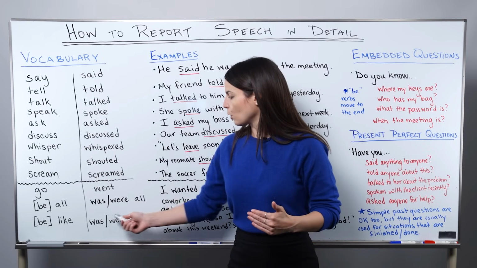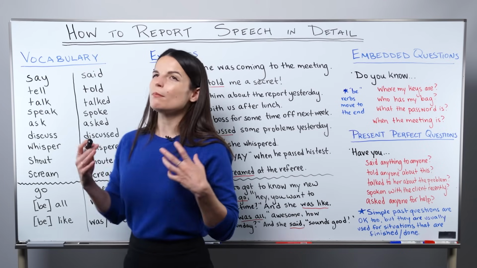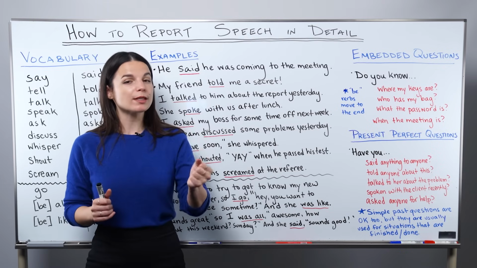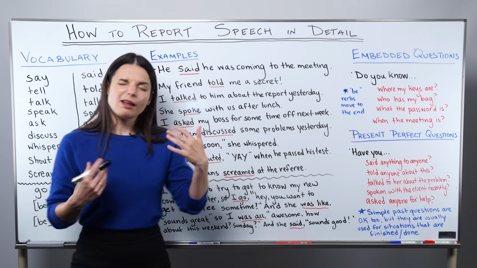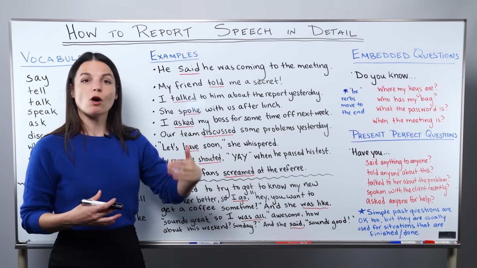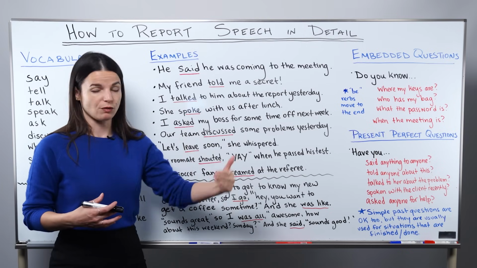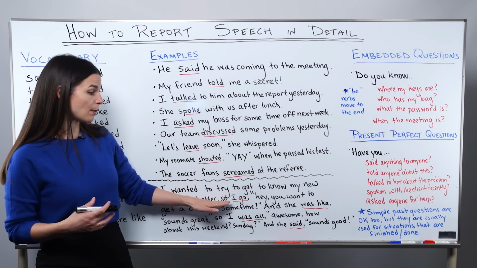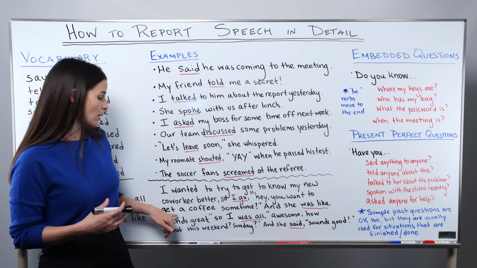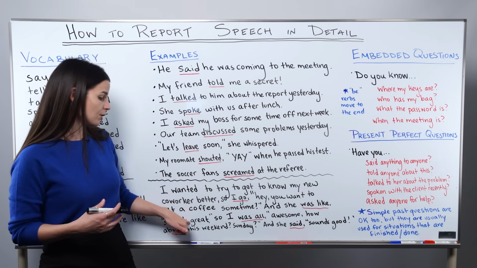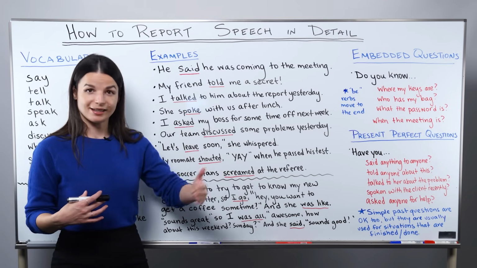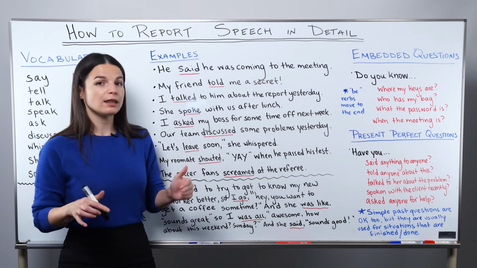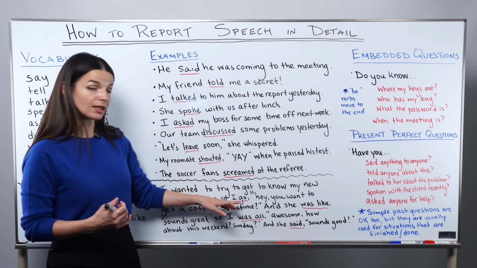So was all or was like. These don't mean a comparison. They don't have a specific meaning. We just use them to mark the speech. If you use said over and over and over, it can sound very repetitive. For example, I wanted to try to get to know my coworker better. So I said, "Hey, you want to get a coffee sometime?" And she said, "Sounds great." If you use said and said and said many, many times, it can sound quite repetitive. So to avoid this, we tend to use a mix of these expressions.